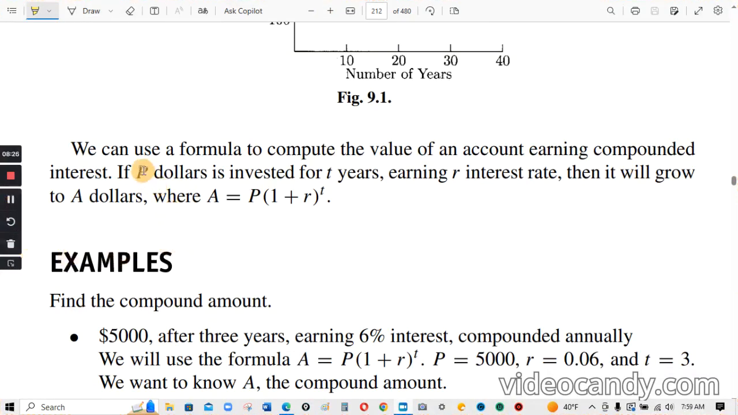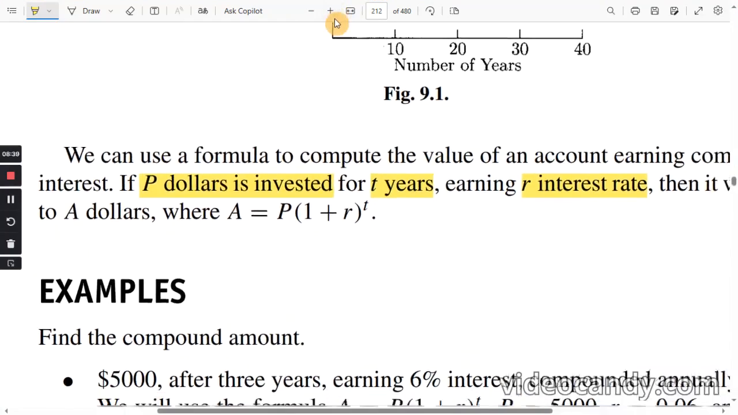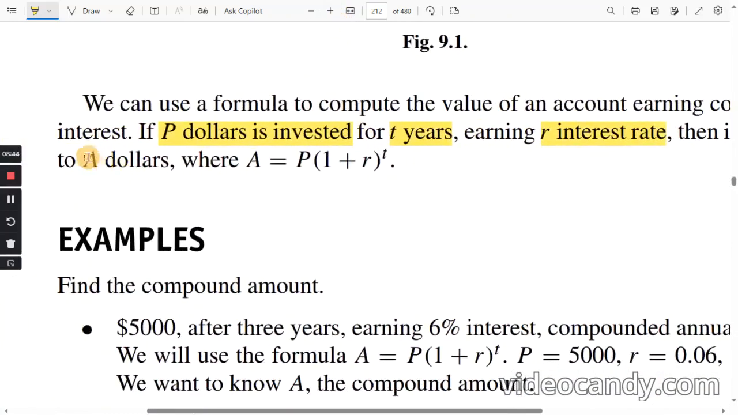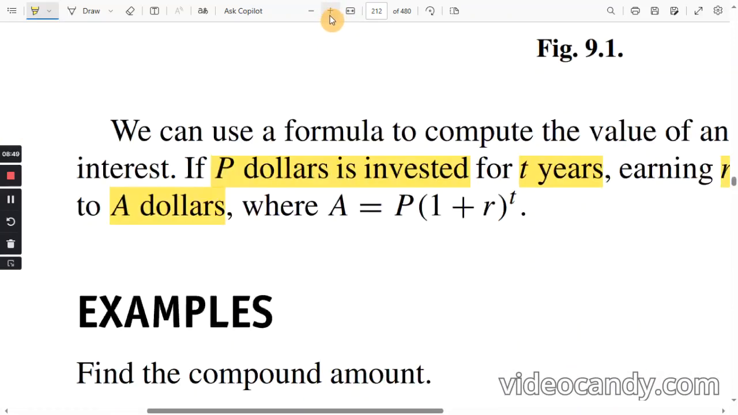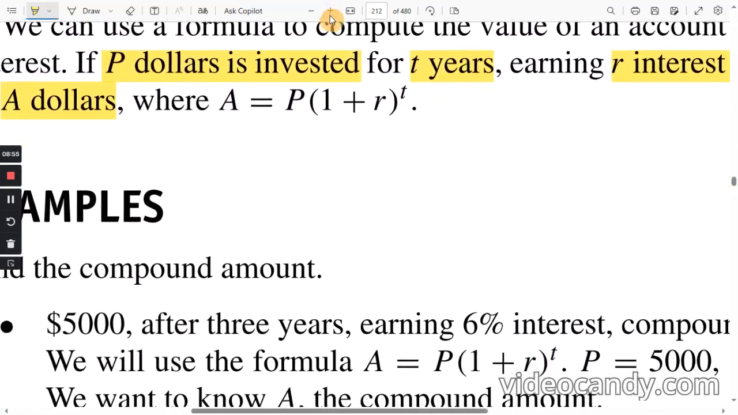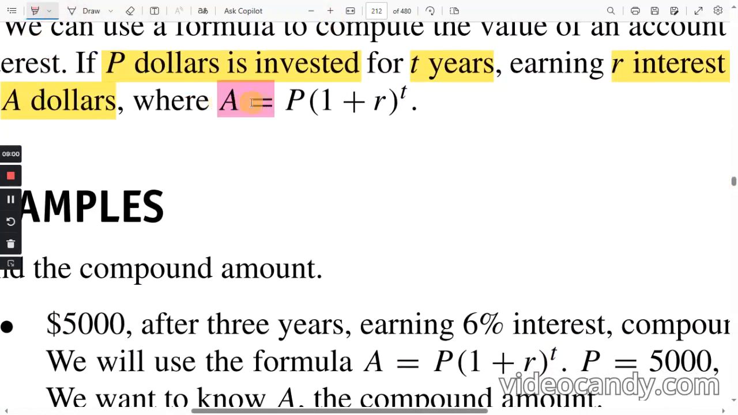All right, so we have a formula here. If P dollars is invested, T is the number of years, and R is the interest rate. We're going to be using those, and A dollars is basically the amount. P is the number of dollars invested, T is the years, R is the interest rate, and this right here is the formula: A equals P times (1 plus R) to the power of T.